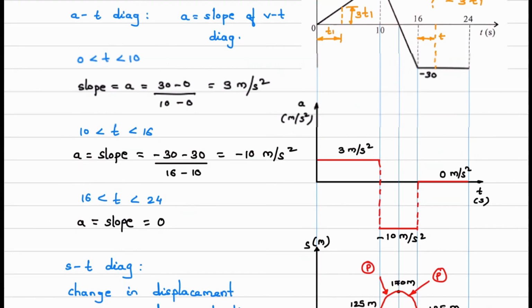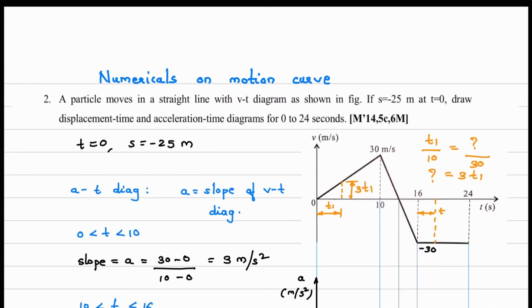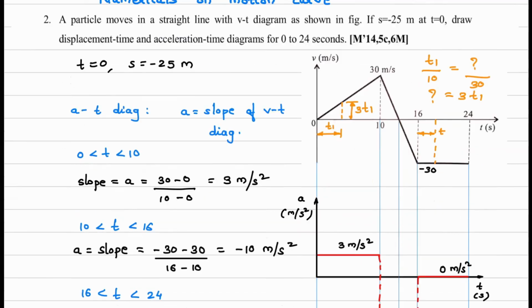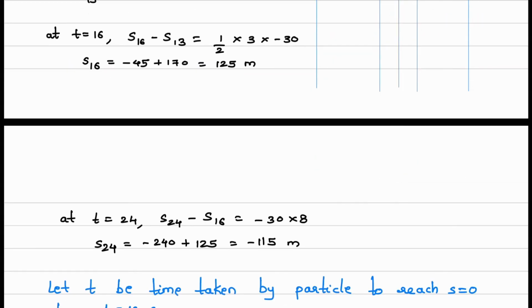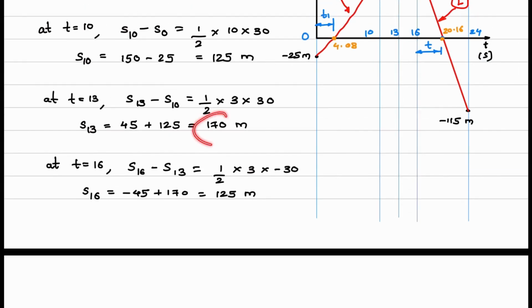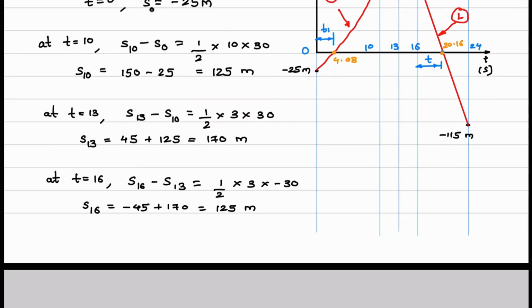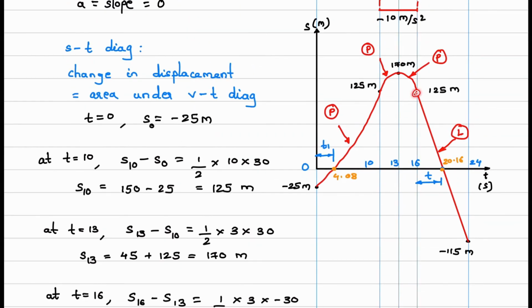The next point is 16 seconds. In case of 16 seconds, what we will write? S16 minus S13 is equal to area under VT diagram, which is half into base is 3 into height is minus 30. So from there again we will take help of this S13 value which we calculated in previous step. So S13 value substitute over here and we can calculate S16 now. Same S16 I have marked over here.